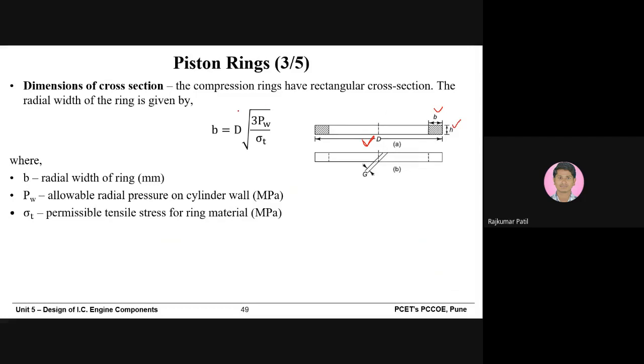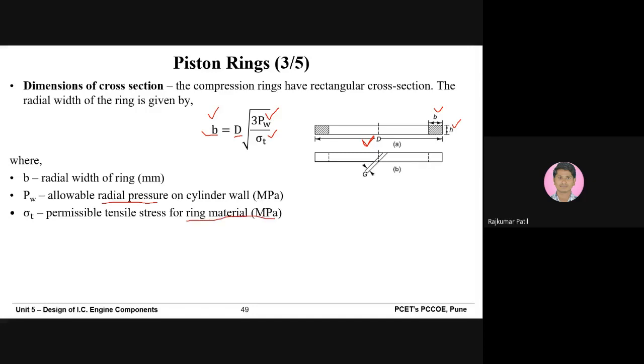So in order to calculate the radial width of the ring, we are going to use this formula. B is equal to D, diameter of the bore, into square root of 3Pw divided by sigma T, where Pw is the allowable radial pressure on the cylinder wall. So the radial pressure is responsible for the rubbing action of the piston ring. So the radial pressure is considered while estimating the radial width B. And sigma T is the permissible tensile stress for the ring material.